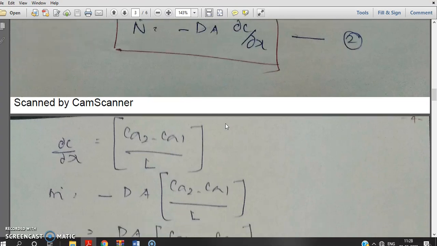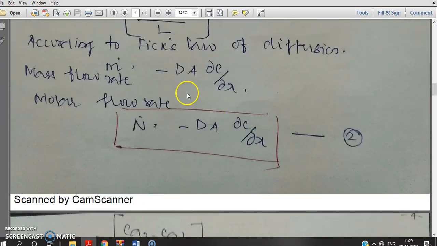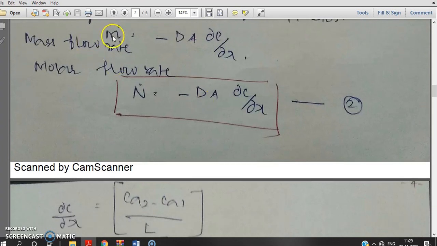Similarly, what we have seen in heat transfer, the amount of heat is directly proportional to temperature gradient. Here, the amount of mass transfer is directly proportional to density gradient. That is the same phenomenon. In heat transfer, heat transfer is inversely proportional to thickness of the wall, whereas in mass transfer, the same phenomenon, mass flow rate is inversely proportional to thickness of the membrane.